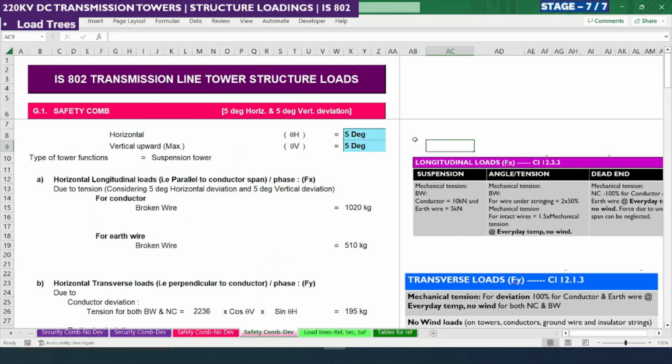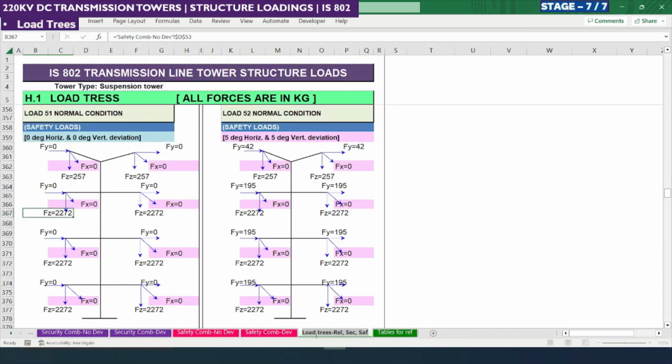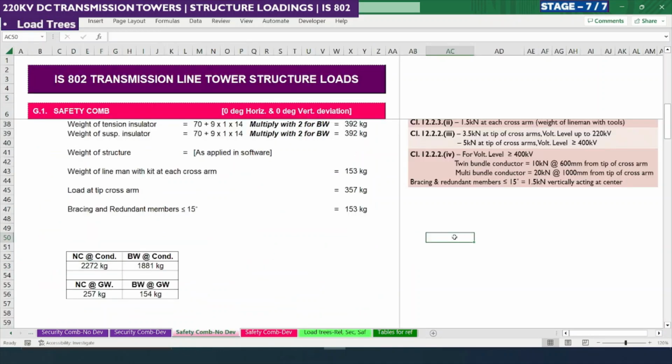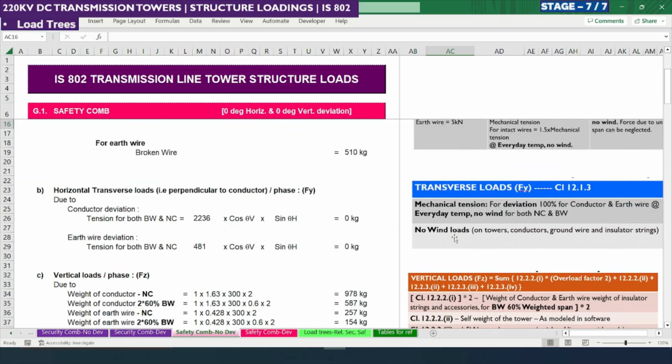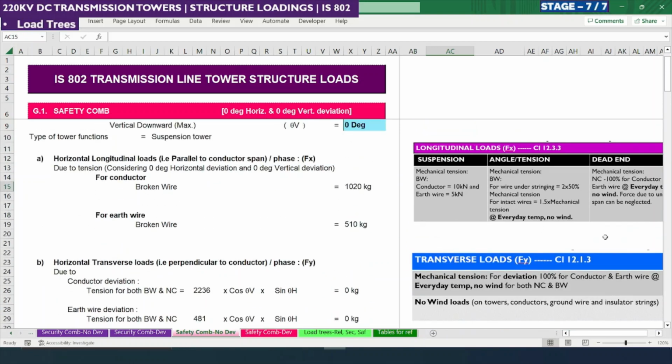So in with deviation cases, we consider already 5 degree of conductor deviation in our previous calculation itself. And also for suspension tower, if you look into the normal conditions as per this table, which is stated here as per clause 12.3.3. For suspension tower there is no loads in normal conditions. Only in broken wire condition we need to consider this value, 10 kN for conductor and 5 kN for earth wire. These are described in clause 12.3.3 of IS 802 part 1 section 1.